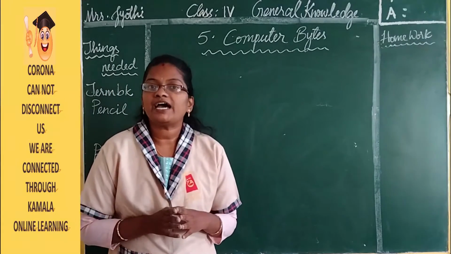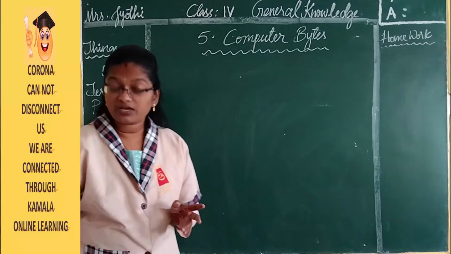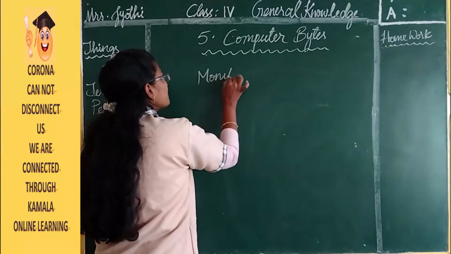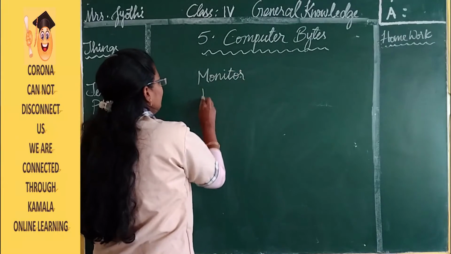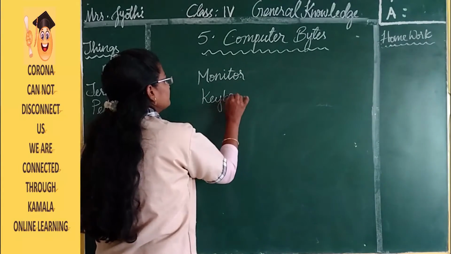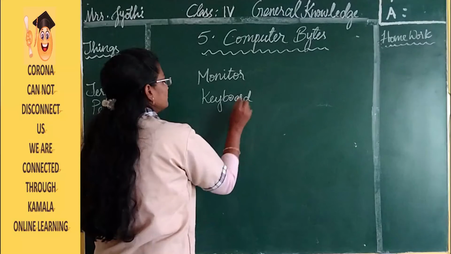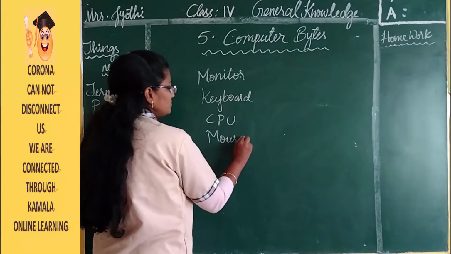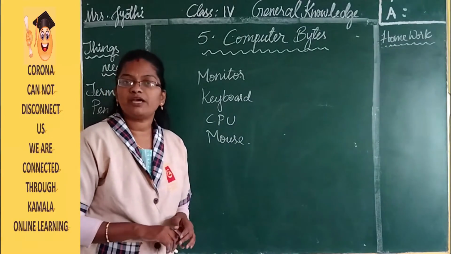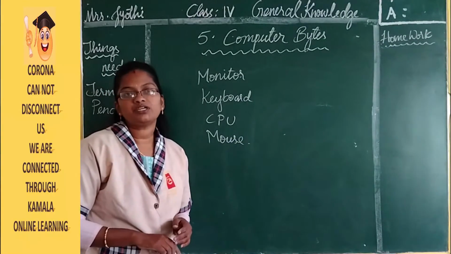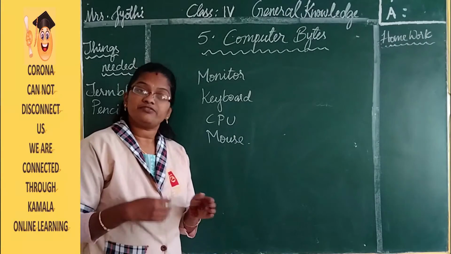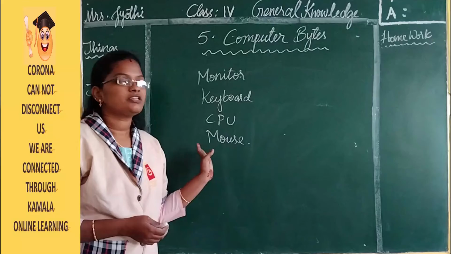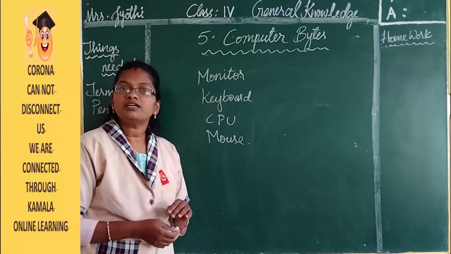A computer has 4 main parts: the monitor, keyboard, CPU and mouse. So these things you have come across in your computer subject. Lesson 1 is already completed for you, so these things I have already told you. These are the 4 main parts of a computer.